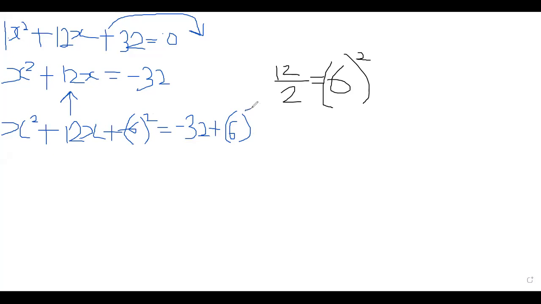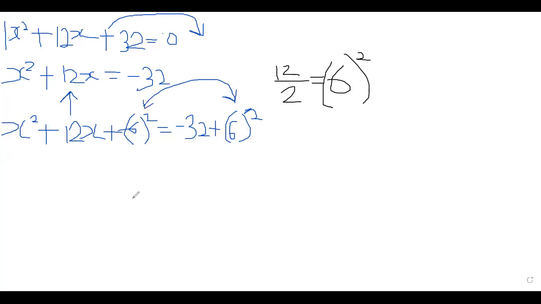Square. Can you see? I told you last time in class that a coefficient is simply the number that is attached to a variable. So the coefficient of x is 12. Half of it is 6. The square of it is 36, which you are adding to both sides. So this is exactly what I've done.